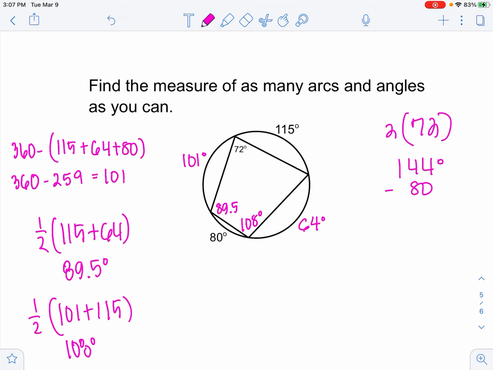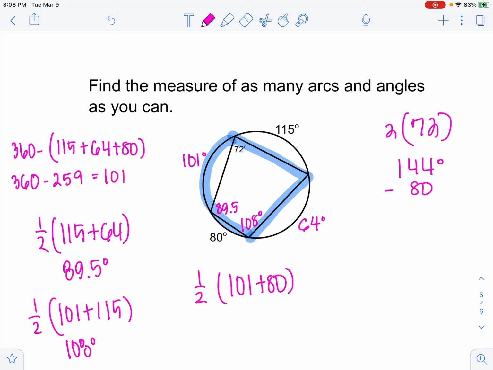Last but not least, I need angle E. I can use the quadrilateral to find angle E, or I can use the inscribed angle. It doesn't matter. So I can use this, add these two and take half, or I can add these 4 angles and subtract it from 360. Or those 3 angles, sorry. Since it seems like less work to do the inscribed, that's what I'm going to do.